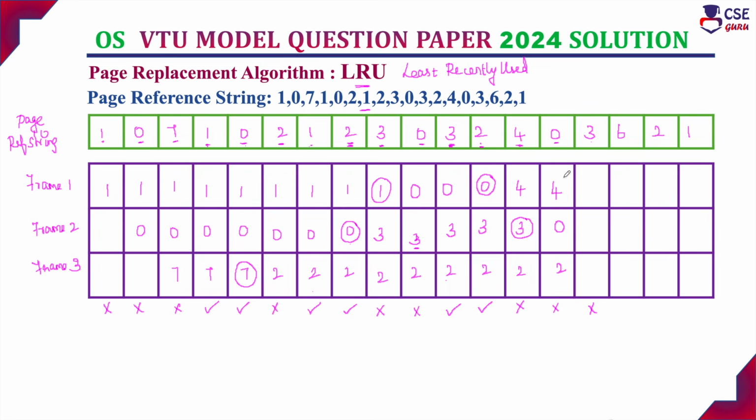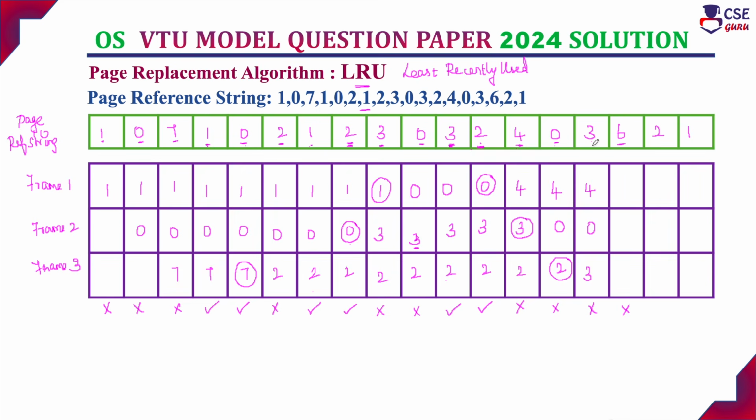Least recently used in the sense 0, 4, 2. So 2 is least recently used. So replace with 3. So you will get 4, 0, 3. Next, 6. The reference string is not available among these 3 frames. This will be considered a page fault.